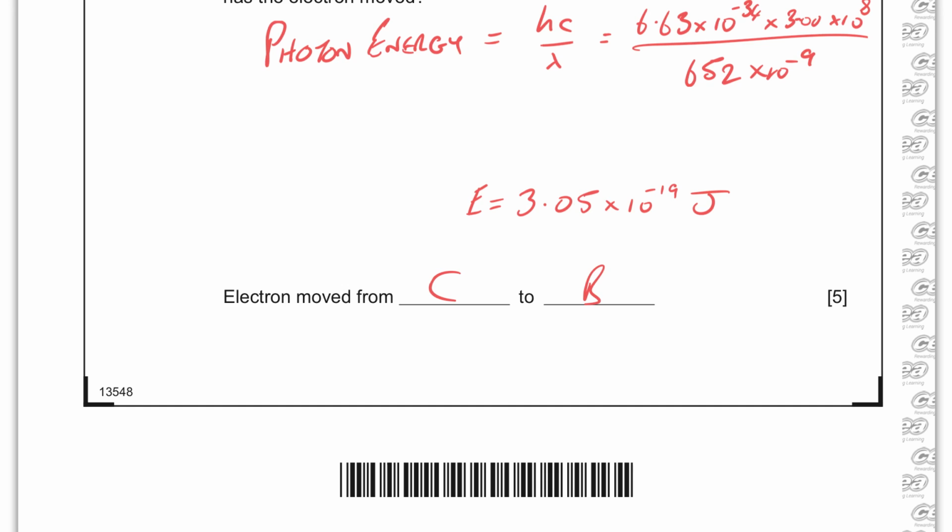And that's it. So remember, if it was an absorbed photon, it would be going in the opposite direction, so it would be B to C. But because it's an emitted photon, we're transitioning downward.